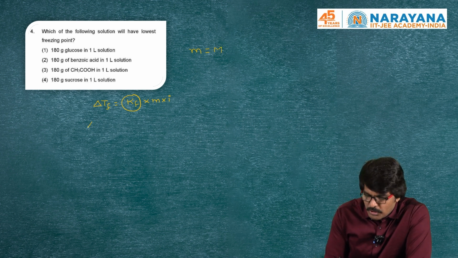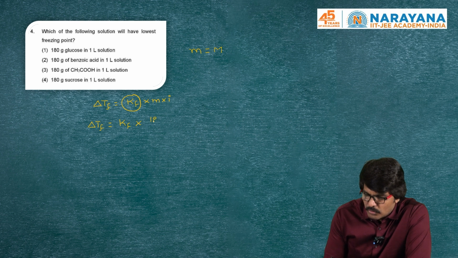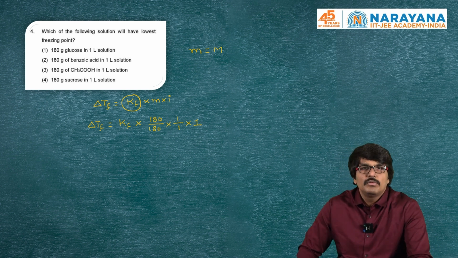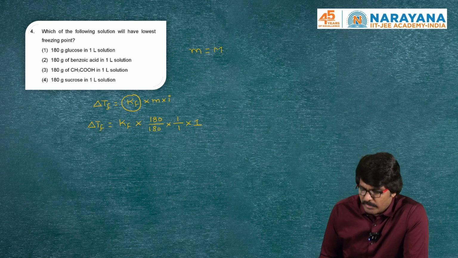If you substitute the data of the various components, for the first option, delta Tf is equal to Kf into the weight of glucose, 180 grams, by the gram molecular weight of glucose, and the volume of solution is 1 liter, and the van 't Hoff factor of glucose is 1. Because it is a normal solute, it is neither dissociating nor associating, so its van 't Hoff factor is 1.